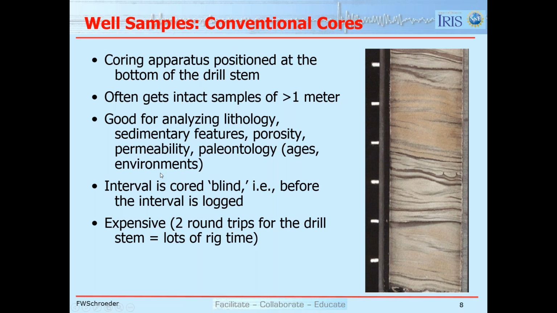So this is a slide about conventional cores. The coring apparatus is positioned at the bottom of this drill stem, and so we punch into the undrilled formation at the bottom of the hole. Often we can get a meter or more of core. That is good for analyzing things such as lithology, sedimentary features, porosity, permeability, and paleontology, from which we can get the geological age and information about the environments of deposition by studying primarily microfossils.